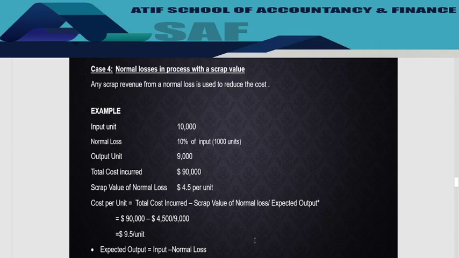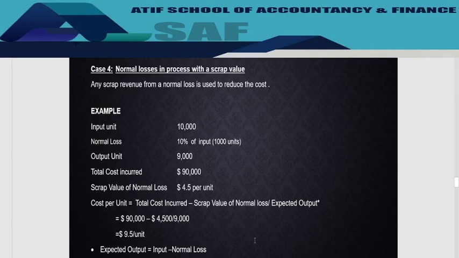To calculate the cost per unit, you have to subtract the scrap value of normal loss from the total cost incurred. Here the scrap value of normal loss per unit is $4.5 and normal loss is expected to be 1,000 units. Now 1,000 units of normal loss would be multiplied by the $4.5 per unit scrap value, and you will get the total scrap value of normal loss as $4,500. This $4,500 value would be subtracted from the total cost of $90,000 and then divided by the expected output of 9,000 units, and hence you will receive the cost per unit as $9.5 per unit.